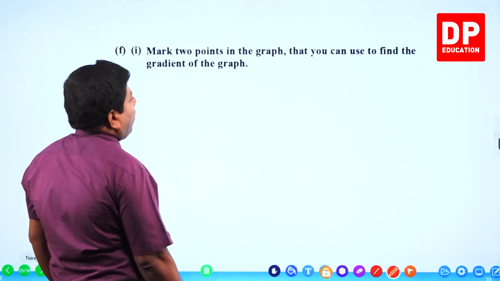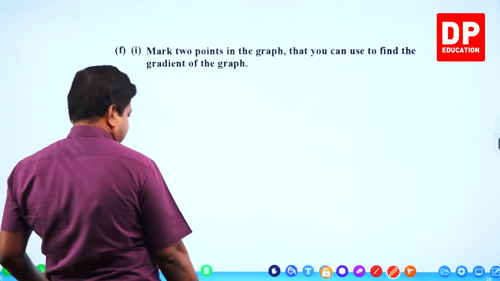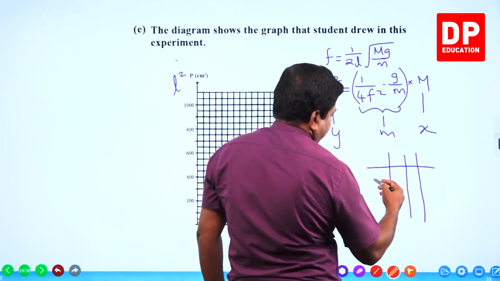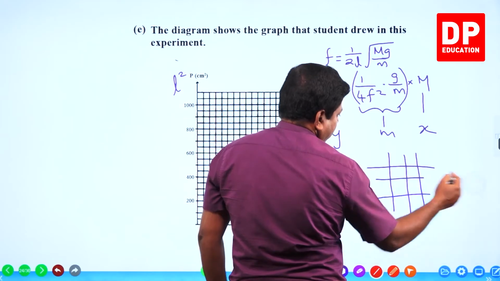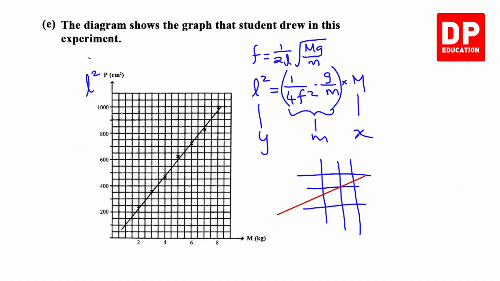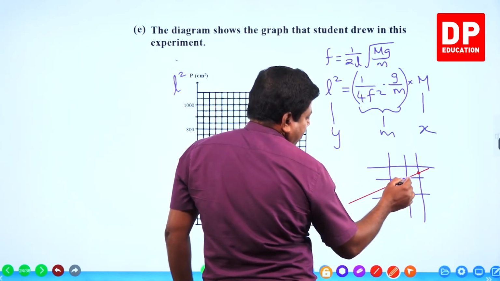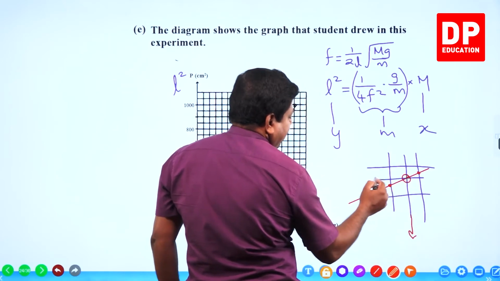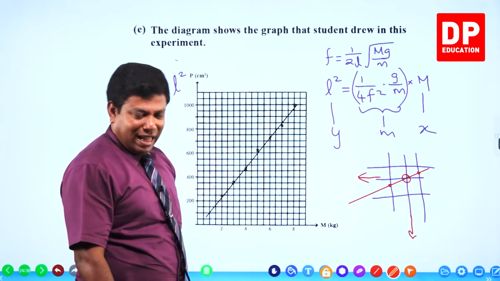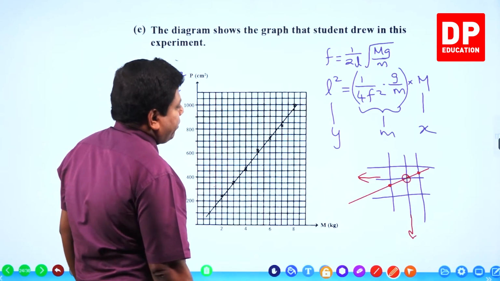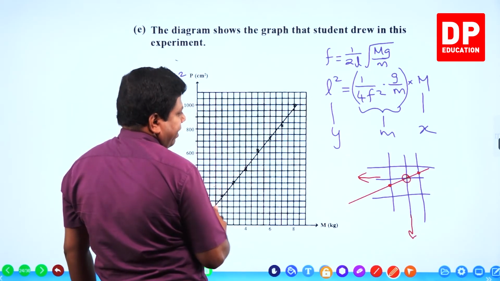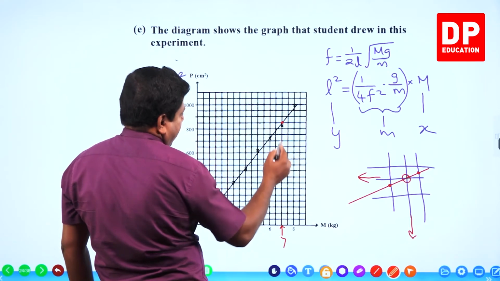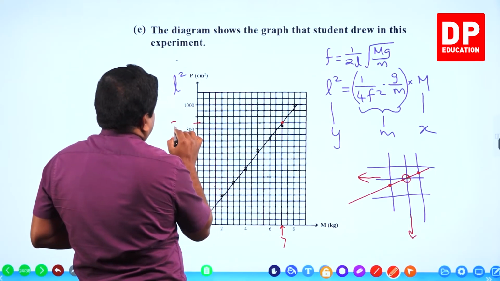Mark 2 points on the graph that you can use to find the gradient of the graph. Usually I always tell this, when you mark 2 points on the graph, look at this. If this is how the grid is and the graph goes like this, this point is ideal because it goes through the intersection of a vertical line and a horizontal line, so it's easy for us to read the x and y coordinates of that point. That's what they expect you to choose carefully. Here in the diagram, this point seems to be a good one. That goes through 7 and 850.